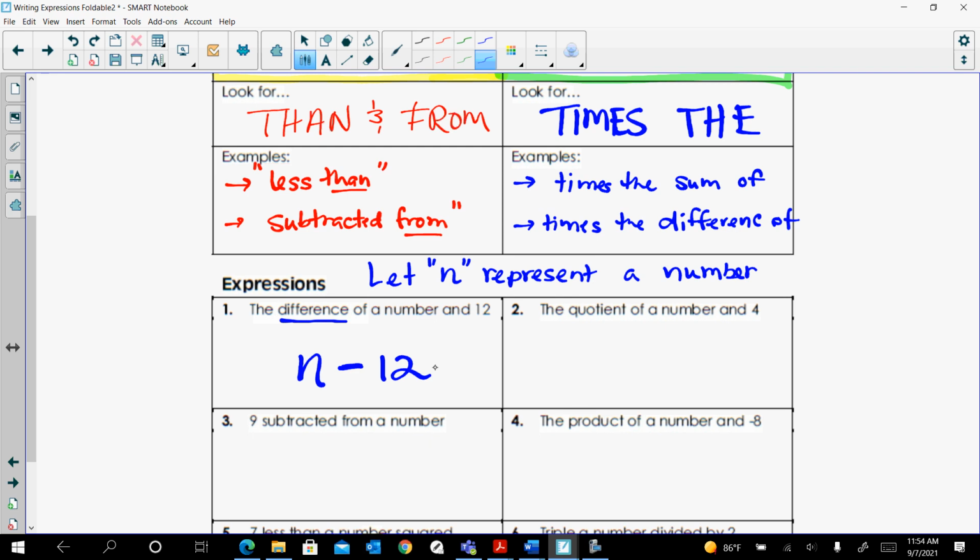All right, 2. It says the quotient of a number and 4. So what's our operation? What's the key word here? What does quotient mean we're going to do? Divide. Okay, in algebra, to show division, we do not use this symbol. We would write it like a fraction. So a number, that's our n, then the fraction bar, 4. So we should have n over 4. N over 4 reads the quotient of n, a number, and 4, or n divided by 4.